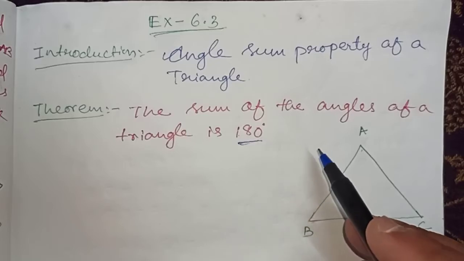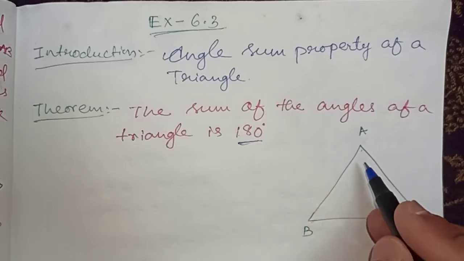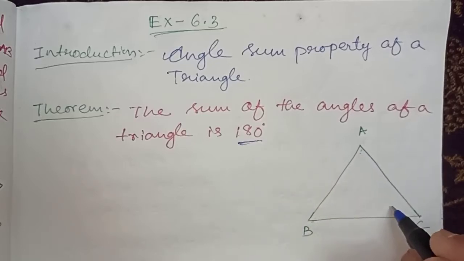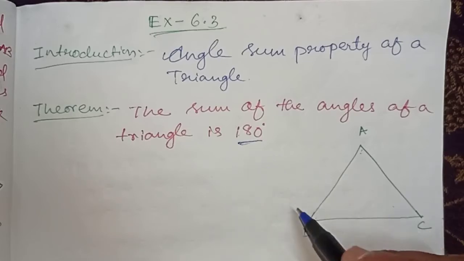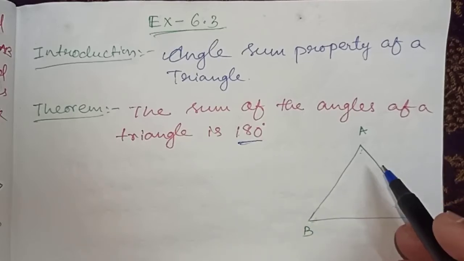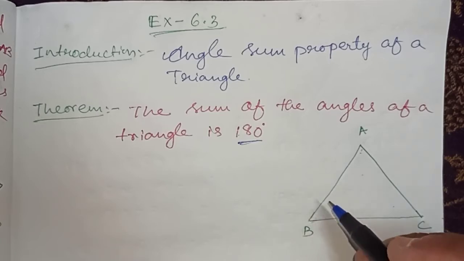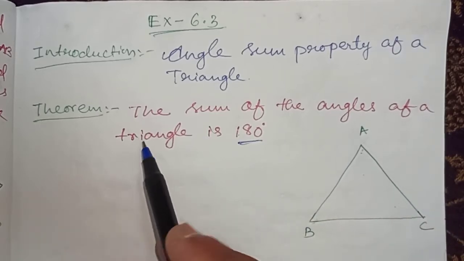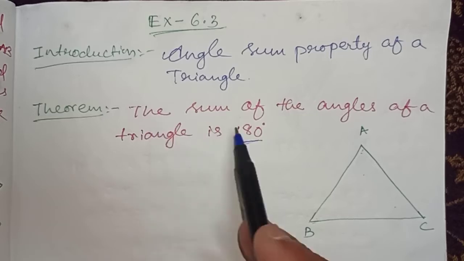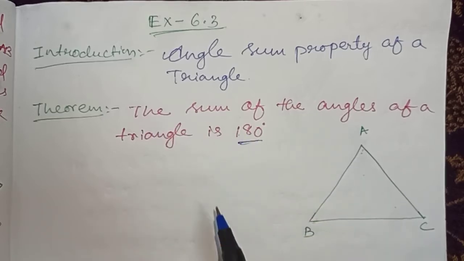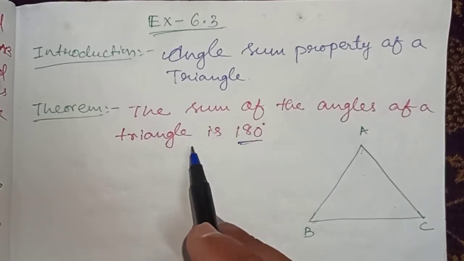So that is what today we are going to discuss, how we are always getting angle A plus B plus C as 180 degrees. Why are we not getting something else like 200, 360, 150, or 120 degrees? So there is a theorem which we will discuss. The sum of angles of a triangle is 180 degrees.